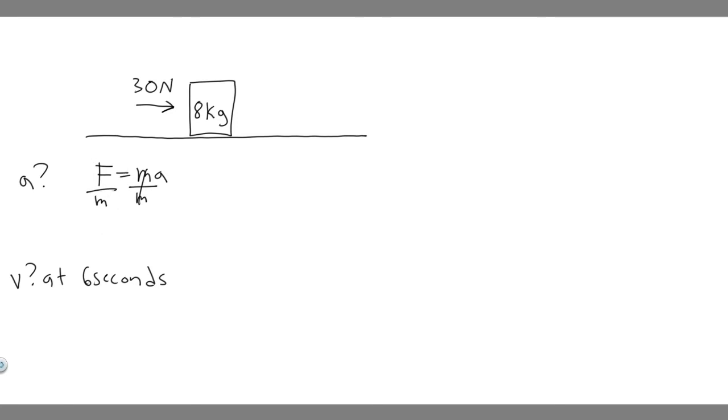And so notice what we're given. We're given a force, which is 30 newtons, and we're given a mass. So to calculate the acceleration, all we have to do is take the force and divide it by the mass. So it's just going to be 30 newtons divided by 8 kg. Plug it in your calculator, 30 divided by 8, and you get 3.75. When you divide newtons by kilograms, it's meters per second squared. So this is the acceleration, and this is your first part.